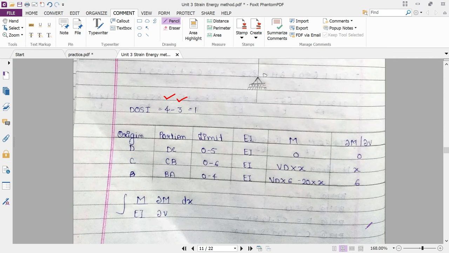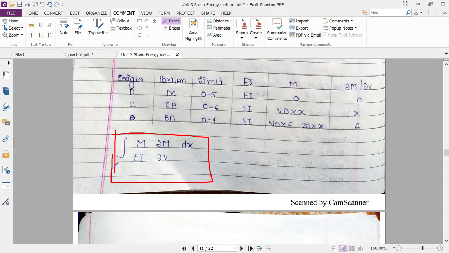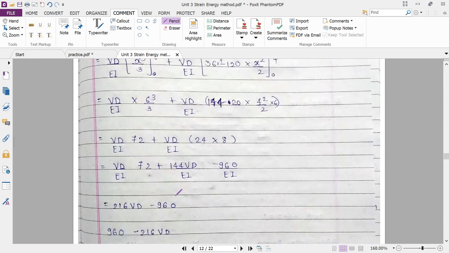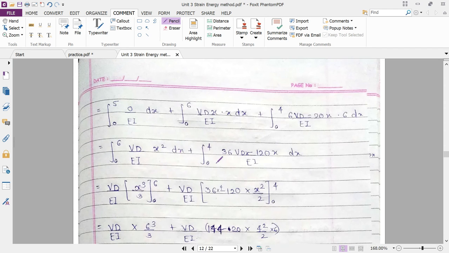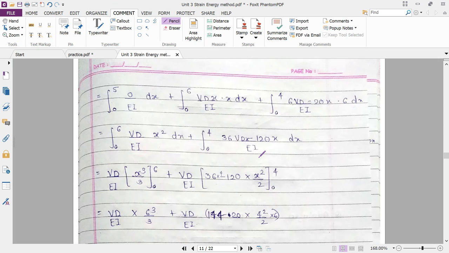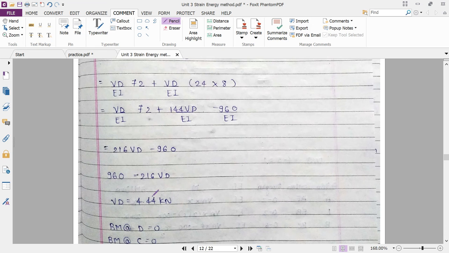Here the value is 6, so integral of M by EI into del M by del V is equal to X dx. This is the typical equation of the strain energy in the form of integration. Now we put the values, and finally we will get the vertical reaction VD equal to 4.44 kilonewton, because we are interested in calculating the vertical reaction which we have defined as VD.